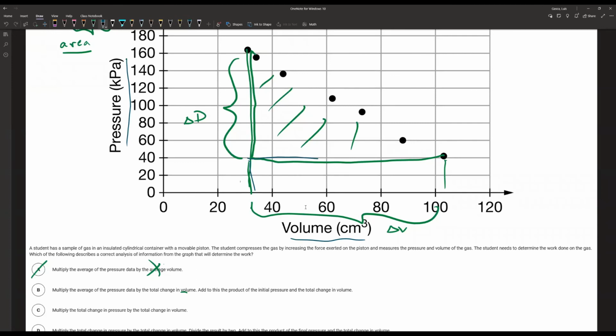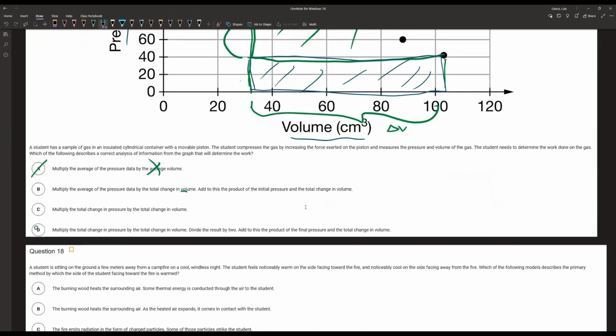So we're going to want to take the final pressure value, which is the 40 kPa, and multiply it by the same base, or the change in volume here. And so I think in this case, D is going to be our best answer choice.